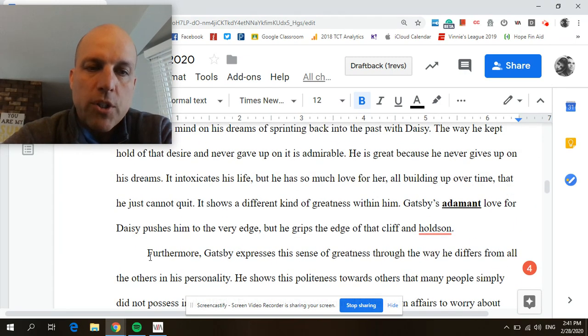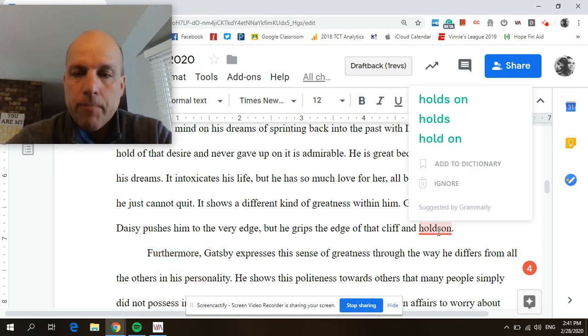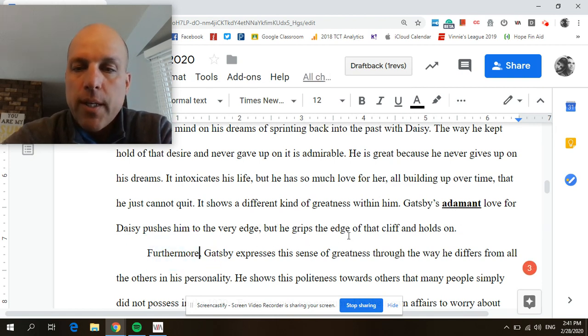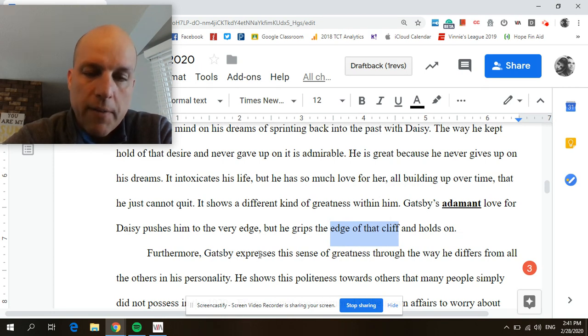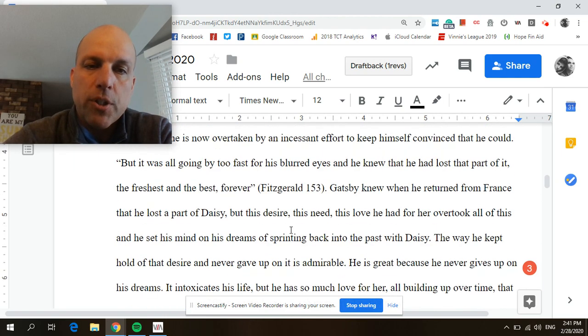Next thing is some transitions. You can see that this paper just uses transition words to go between paragraphs. And you can use transition words like this to go between paragraphs. I think another way to do it is to repeat a key word. And you can see some word choice here in this paper. There's a vocab word, Gatsby's adamant love. But if you repeated a word like the edge of the cliff right here in this sentence and holds on, if you want to do something in this sentence that says, you know, this cliff that Gatsby is on expresses this sense of greatness, something like that, that would also provide flow. So you can use transition words if you want. You can also use keyword repetition if you want.